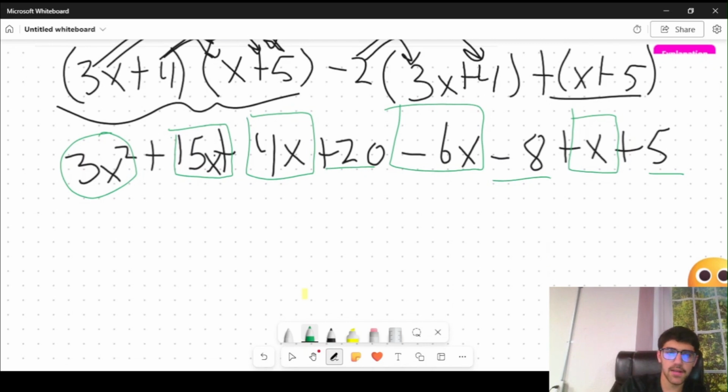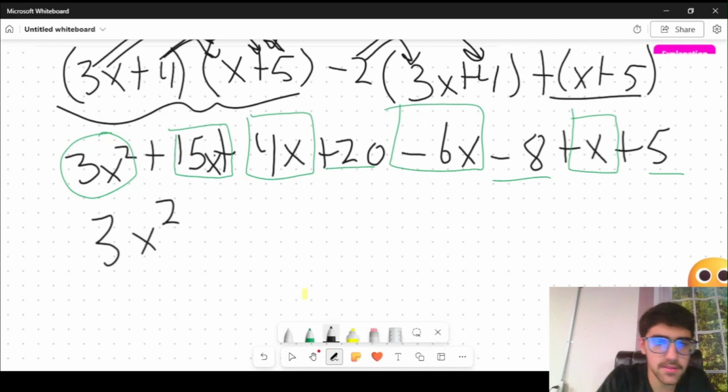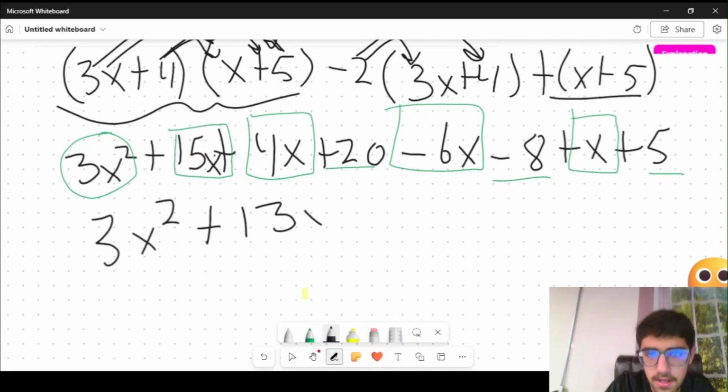Now just combine the like terms. 3x squared has nothing to combine with, so it just comes down. For the x to the power of 1, you have 15x, 4x, and negative 6x. If you have trouble with this, you could just remove the x and plug the coefficients into Desmos. You would get 15 plus 4, 19. 19 minus 6 is 13. So plus 13x.